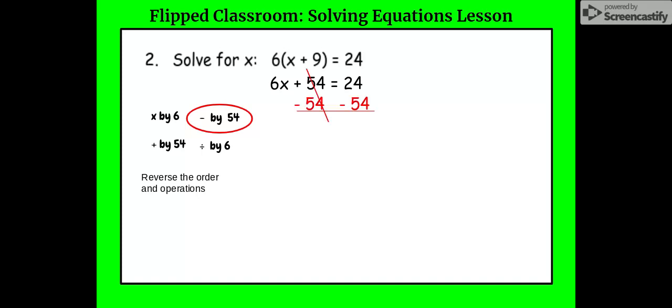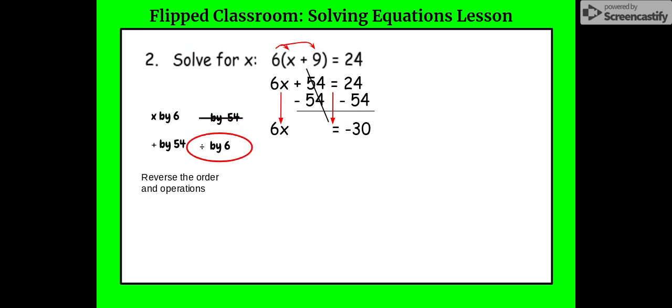We're going to cross off the 54s, bring down the 6x and the equal sign, and then in your calculator, you're going to do 24 minus 54 and get negative 30. The next thing, now that we're done with that step, cross it off, we're going to divide by 6 on both sides. So we're going to divide by 6 on one side and the other side, cross off the 6's, bring the x down, bring your equal sign down, and now in your calculator, you're going to do negative 30 divided by 6 and get negative 5.